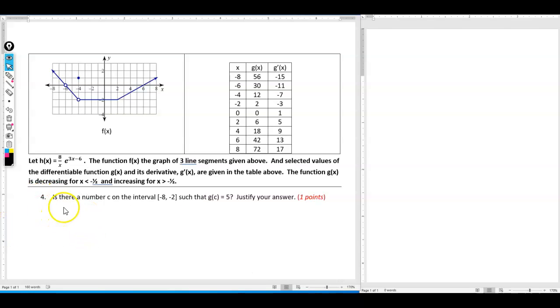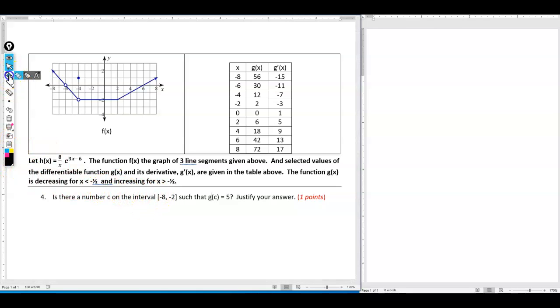Okay, so number 4, is there a number c on the interval from -8 to -2 such that g of c equals 5? Now, guys, there's different ways this question can look. One way is like this. That's an intermediate value theorem, I believe is what that's called. But if you see a prime there, a lot of times that's a mean value theorem. That changes the game completely. But in this case, it's just g. So we're going to be dealing with the intermediate value theorem.